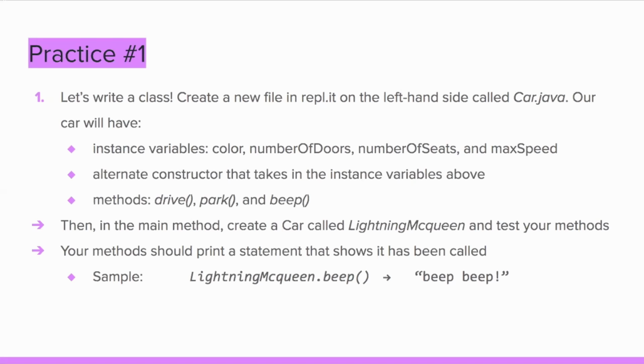Then in the main method, create a car object called Lightning McQueen and test your methods. Your method should print a statement that shows it has been called. Our sample is lightningmcqueen.beep, which prints beep, beep. Please attempt the problem first before looking at the solution. You can pause the video here if you need to.